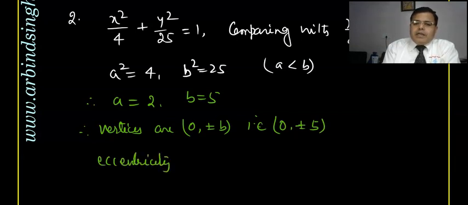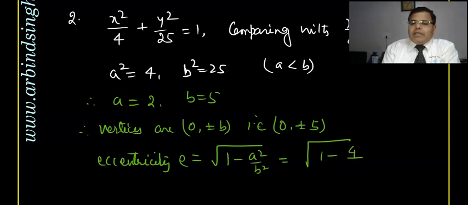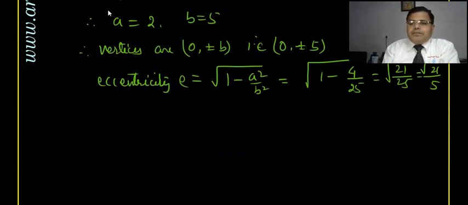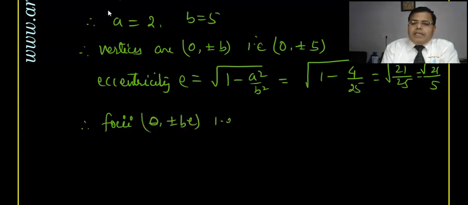Eccentricity is what? Eccentricity e is equal to under root 1 minus a square by b square, that is under root 1 minus 4 by 25, that is under root 21 by 25, so root 21 upon 5. Now eccentricity has been calculated. Foci is nothing else but 0 comma plus minus be, that is 0 comma plus minus 5 times root 21 by 5, so 5 cancels, plus minus root 21 is the foci.